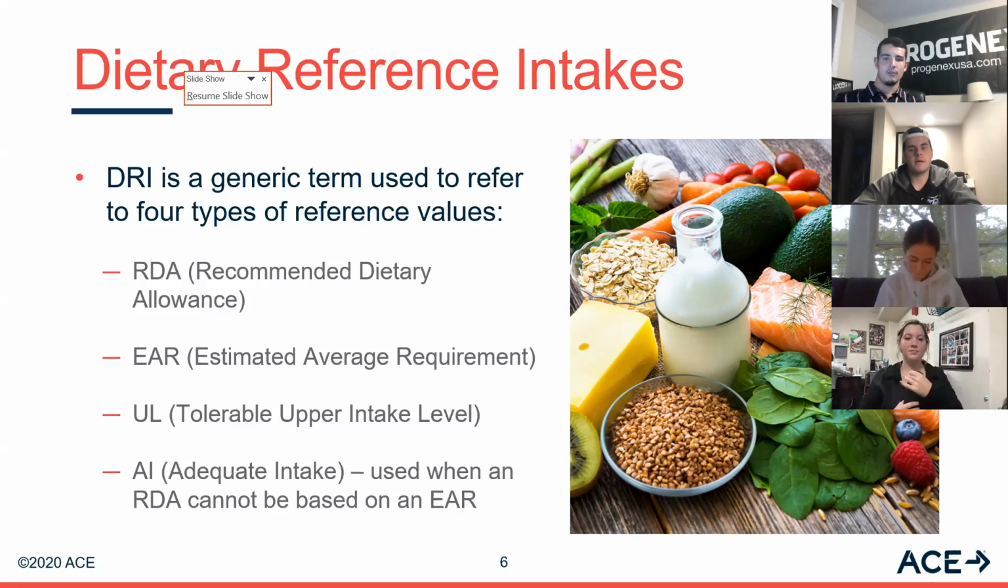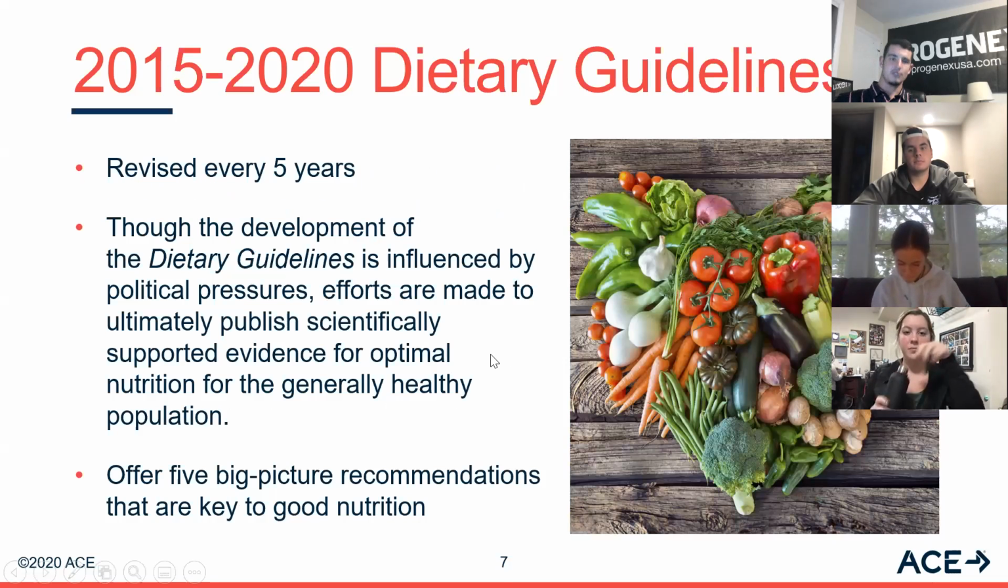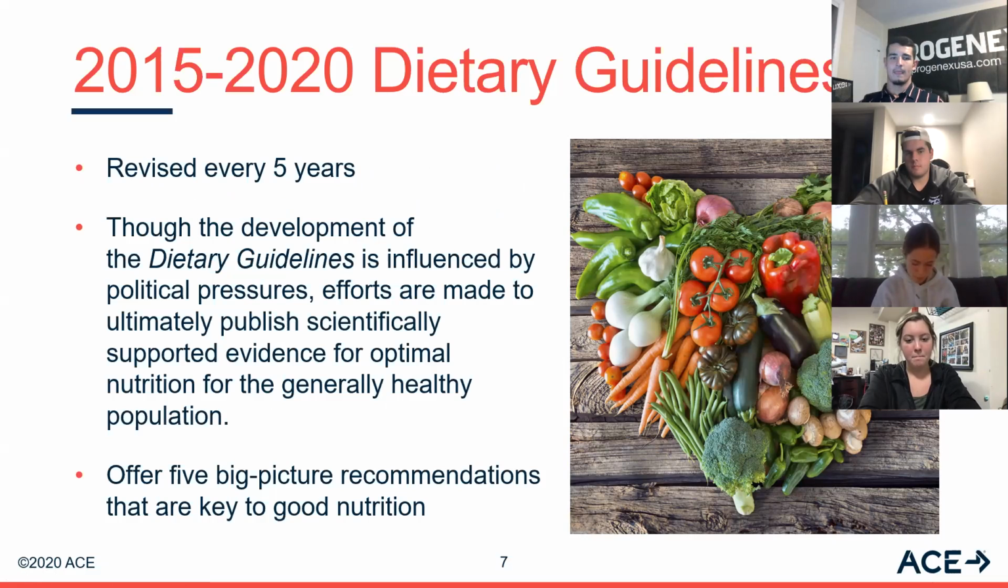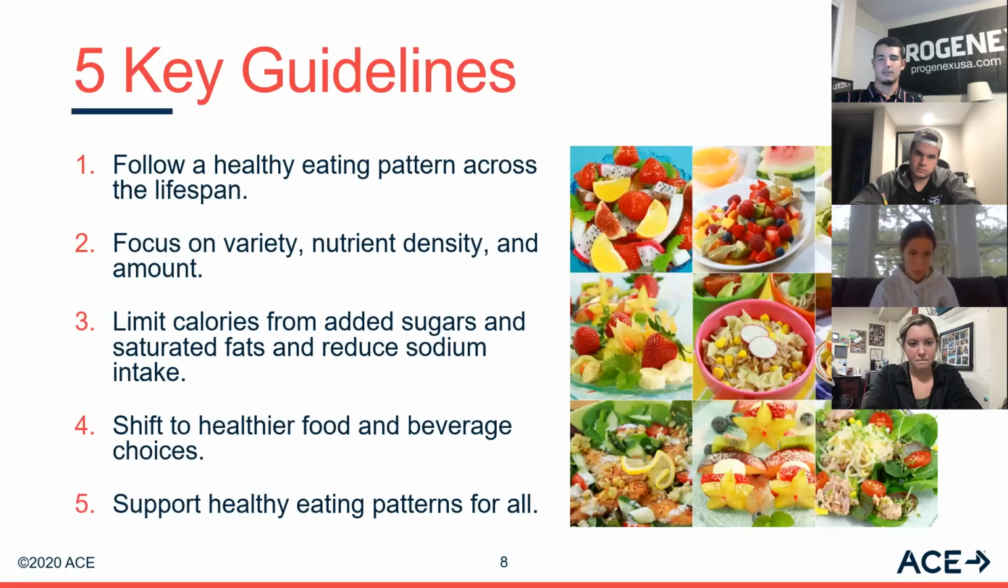So we have the 2015 to 2020 dietary guidelines. Every 5 years they come out with these Healthy People's, and that includes dietary guidelines. There's a lot of different things that go into those, but it basically gives 5 big picture recommendations that are key to nutrition. So those 5 key guidelines for 2015 to 2020 are: follow a healthy eating pattern across the lifespan, limit calories from added sugars and saturated fat.